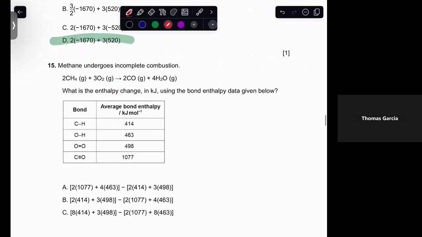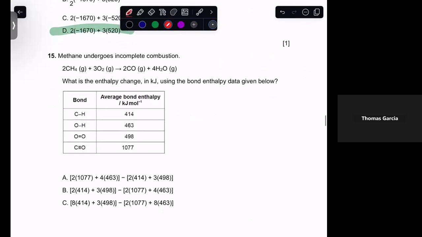Methane undergoes combustion, incomplete combustion. What is the enthalpy change in kilojoules using the bond enthalpy data given below? We have to take our individual molecules. Methane is CH4, with four C-H bonds. Oxygen is O double bond O. We have times 2 of these and times 3 of these. We produce C triple bond O, but we have times 2 of these, and H2O times 4 of those.